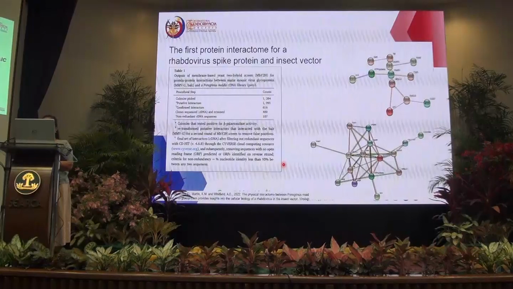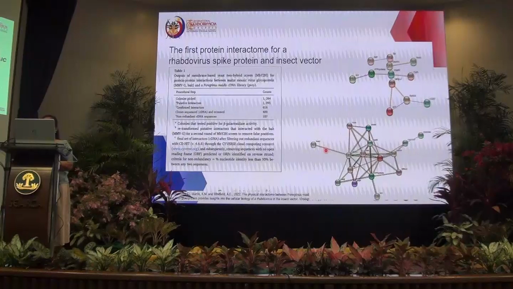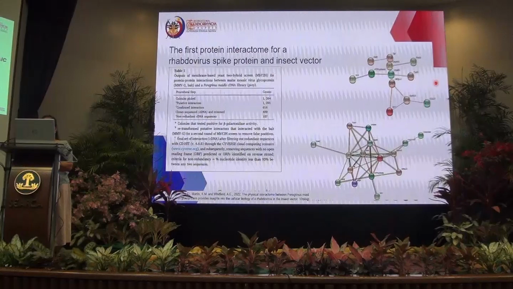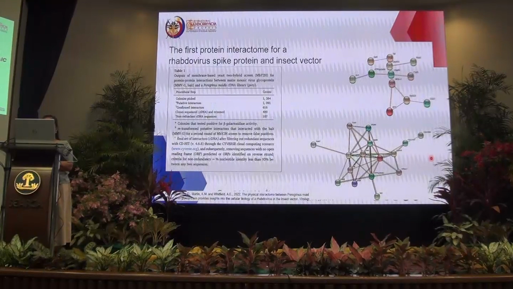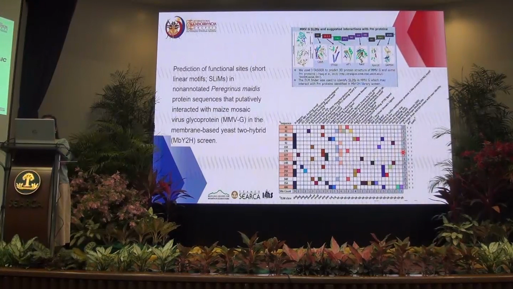We looked further into the interactome of P. maidis and maize mosaic virus glycoprotein. What you see here are some of the proteins that we found to be interacting with the maize mosaic virus spike protein. This shows the physical interactions between P. maidis only and MMV G, but this one is based on the database from Drosophila melanogaster. There were some non-annotated P. maidis sequences, and we analyzed the sequences based on linear motifs, and we found that there are several motifs in these unannotated genes that can be very interesting to look at because they are involved in binding with the spike protein.